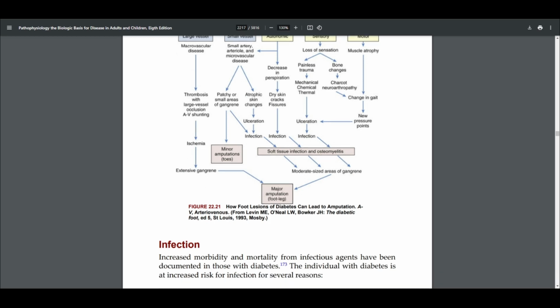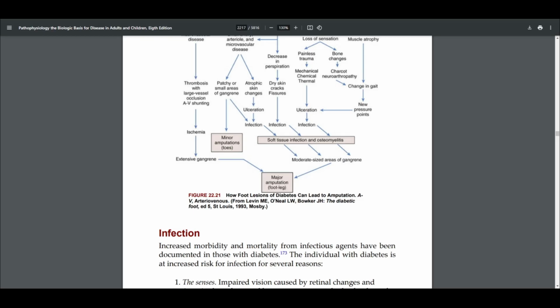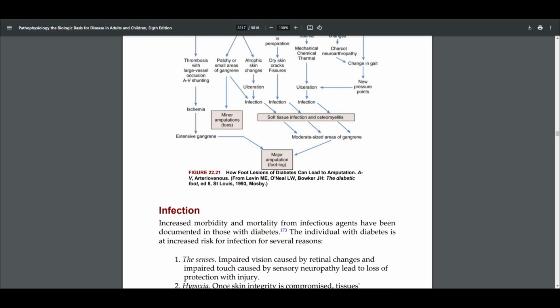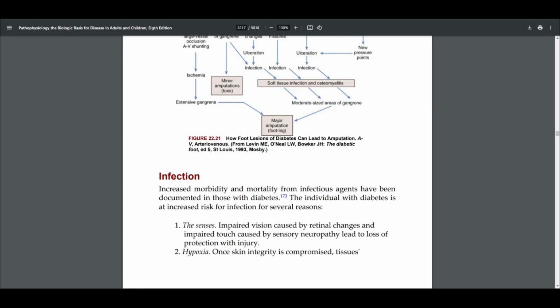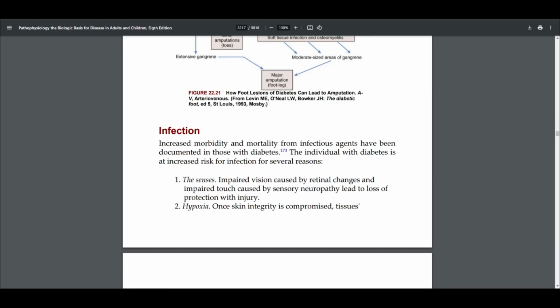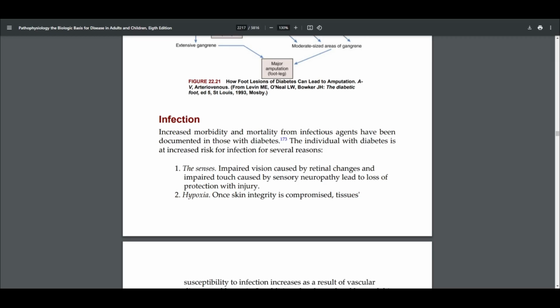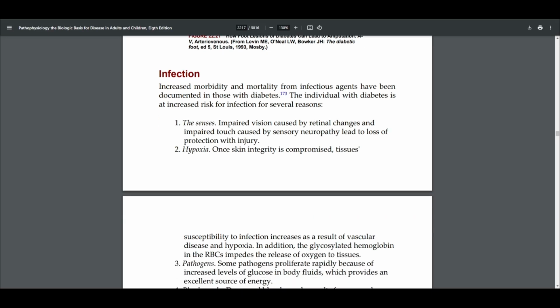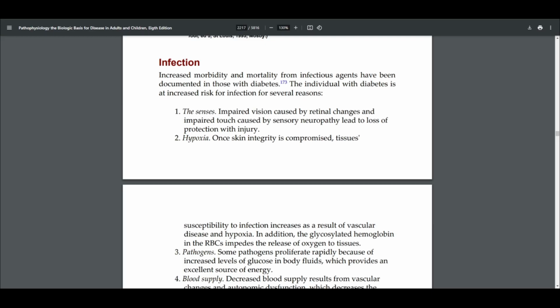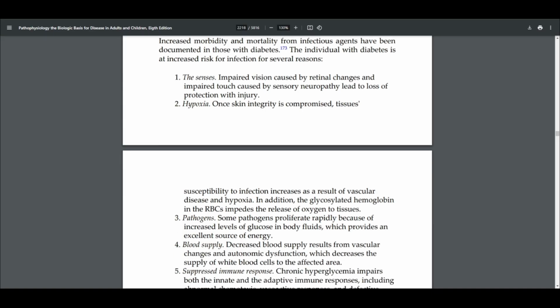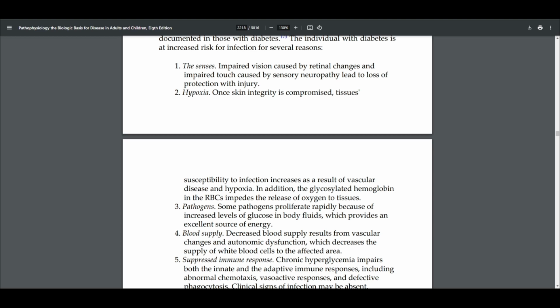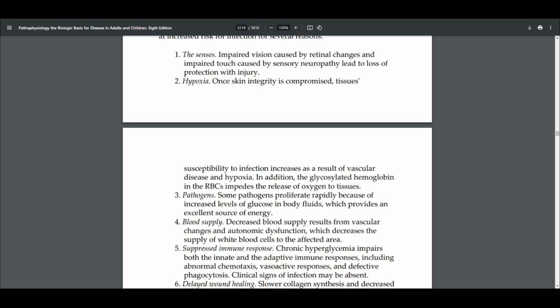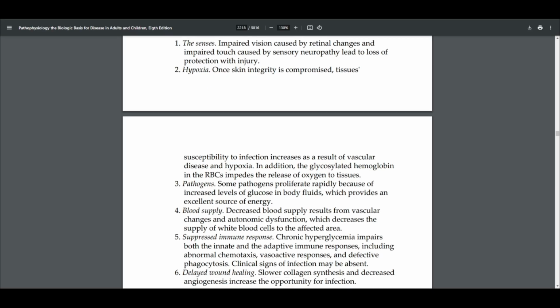Infection. Increased morbidity and mortality from infectious agents have been documented in those with diabetes. The individual with diabetes is at increased risk for infection for several reasons. The senses: impaired vision, caused by retinal changes, and impaired touch, caused by sensory neuropathy, lead to loss of protection with injury. Hypoxia: when skin integrity is compromised, tissues' susceptibility to infection increases as a result of vascular disease and hypoxia. In addition, the glycosylated hemoglobin in red blood cells impedes the release of oxygen to tissues.